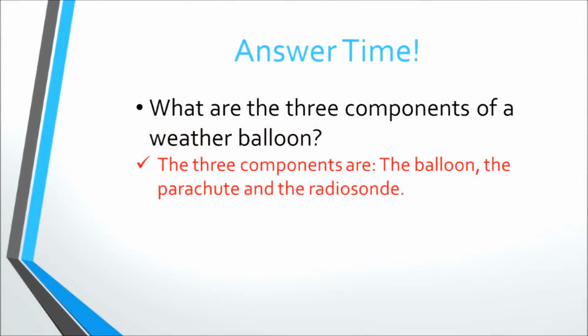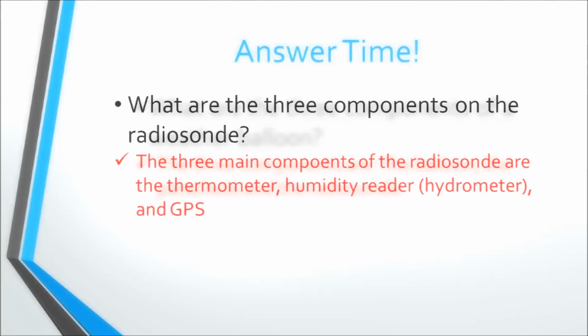The three main components of the weather balloons that we're sending up today and that the National Weather Service send up are the balloon itself, the parachute, and the radiosonde. The three main components of the radiosonde are the thermometer, which measures temperature, a humidity reader called a hydrometer, and a GPS, which allows the Weather Service to track where their balloon is.